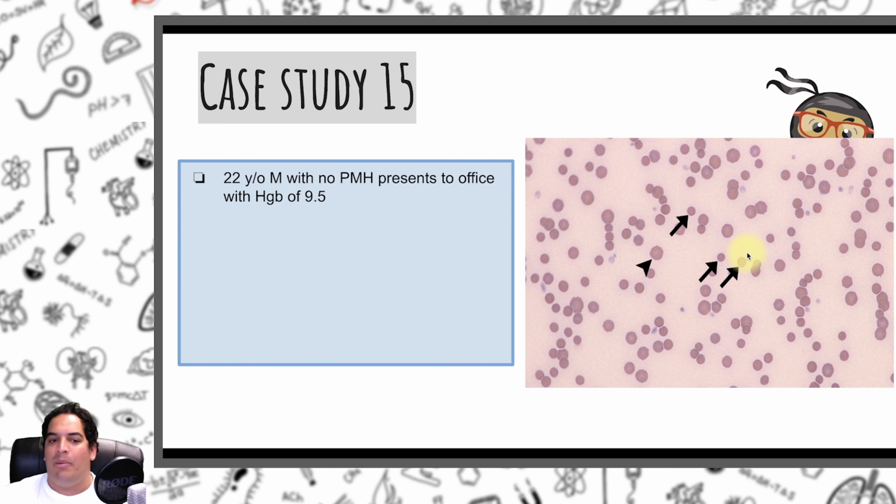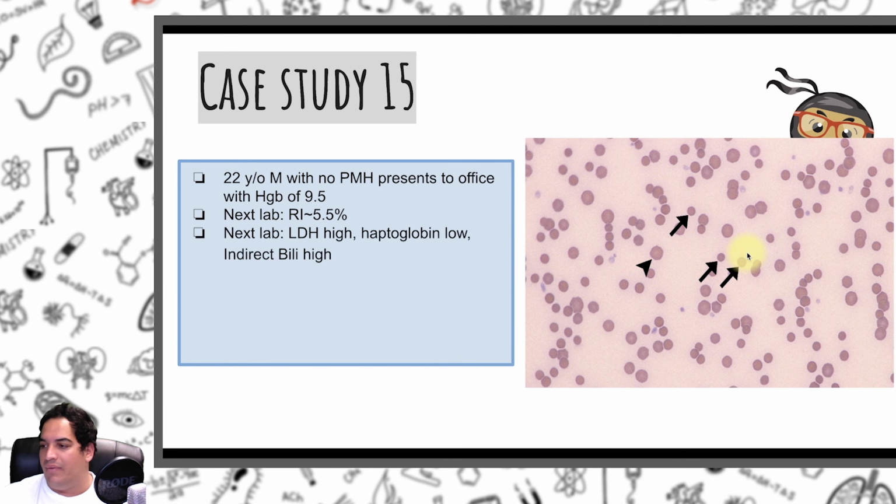22-year-old male with no past medical history that's pertinent for anything presents to the office with a hemoglobin of 9.5. Okay, nothing special, but he's anemic. What do I do? Check a retic. It's 5.5. Increased destruction or loss. How do I know? Hemolytic labs. They're elevated. Is it autoimmune? That's negative, not autoimmune.